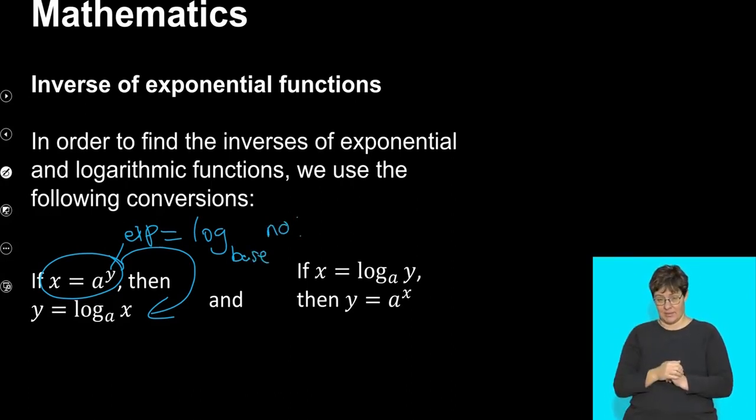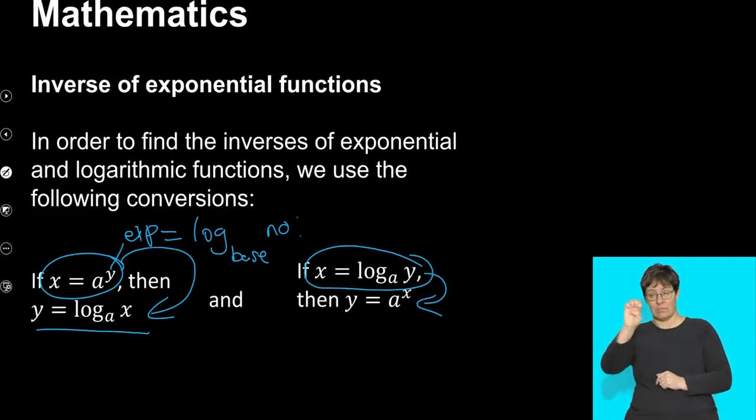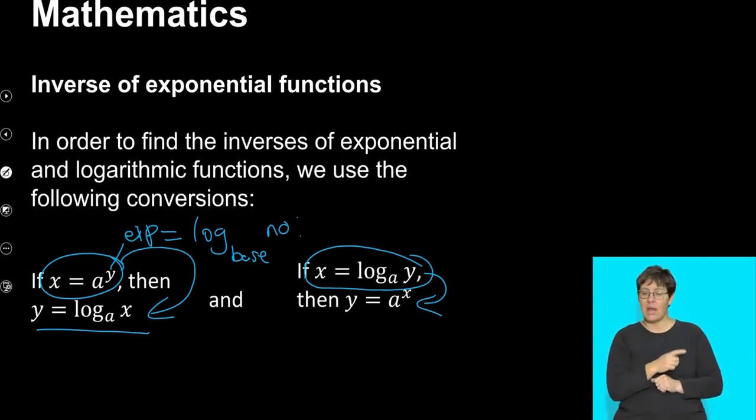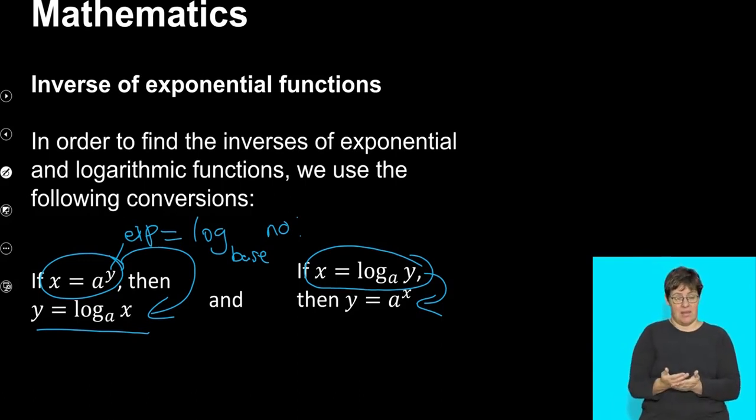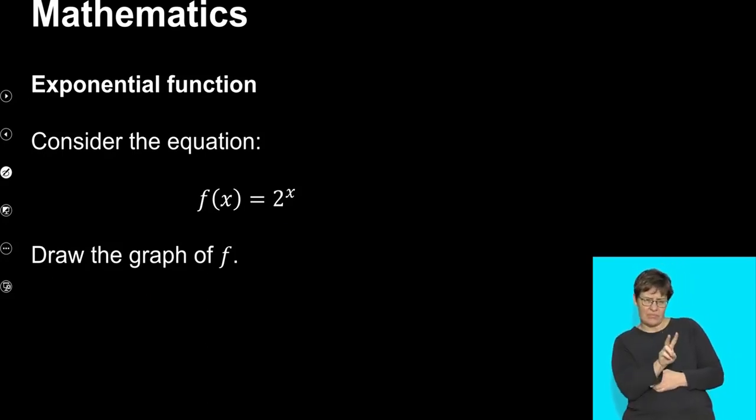So my base is a and my number is x. Hence y is equal to log of x base a. Then moving from a log to an exponential form, it will also be y is equal to a to the exponent of x. Just remember that it's all about interchanging first before you can apply these conversions that I've just given you. Now let's try and apply this to an actual question and see how this goes.